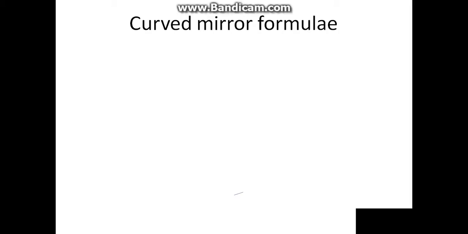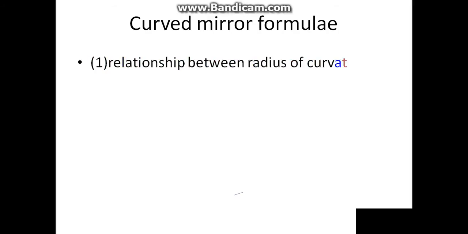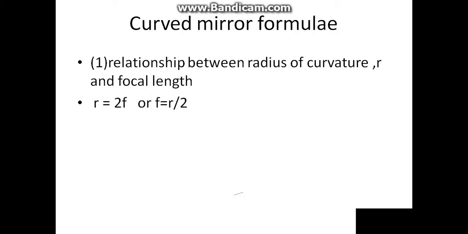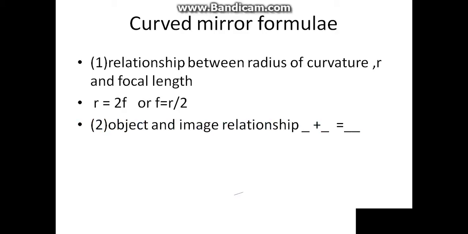Curved mirror formulas. 1. Relationship between radius of curvature R and focal length: R is equal to 2f, or focal length f is equal to R over 2. 2. Object and image relationship: 1 over u plus 1 over v is equal to 1 over f.